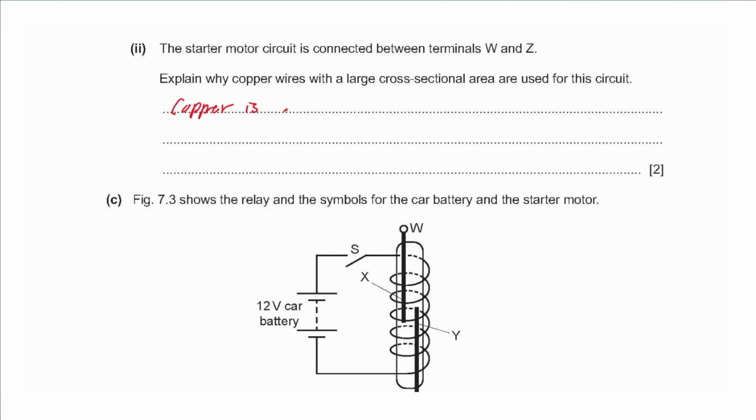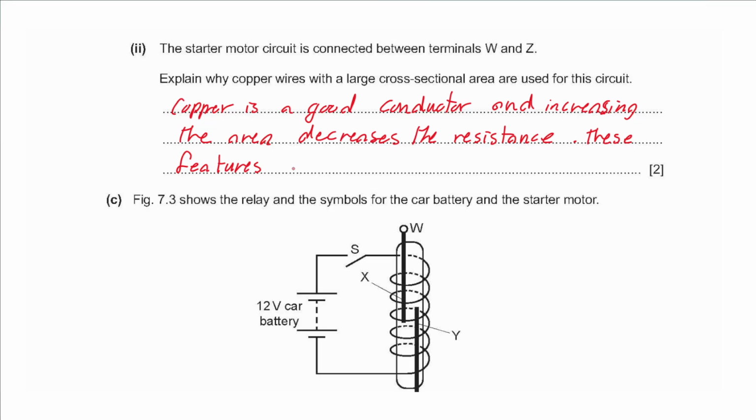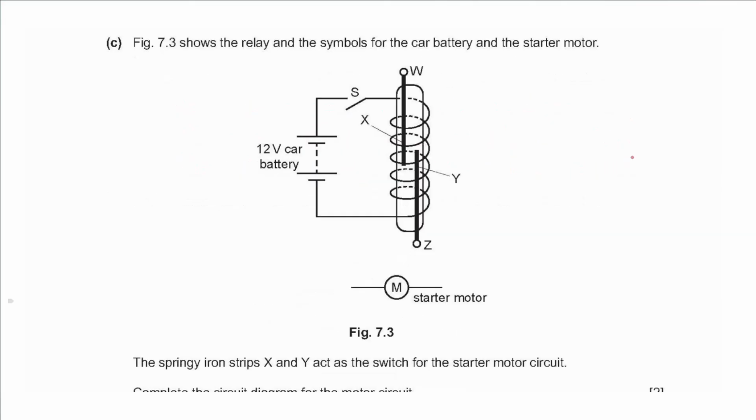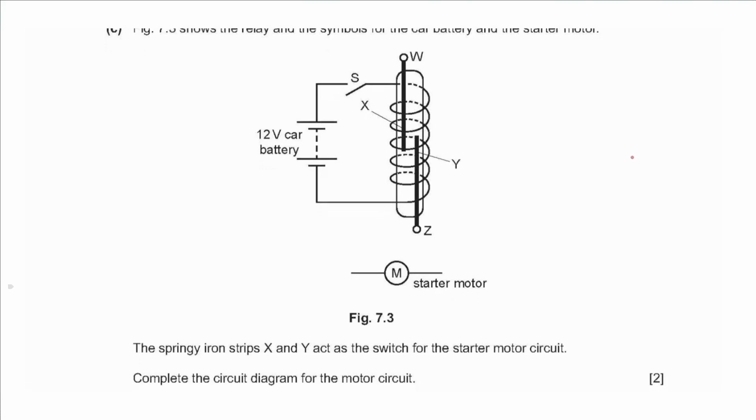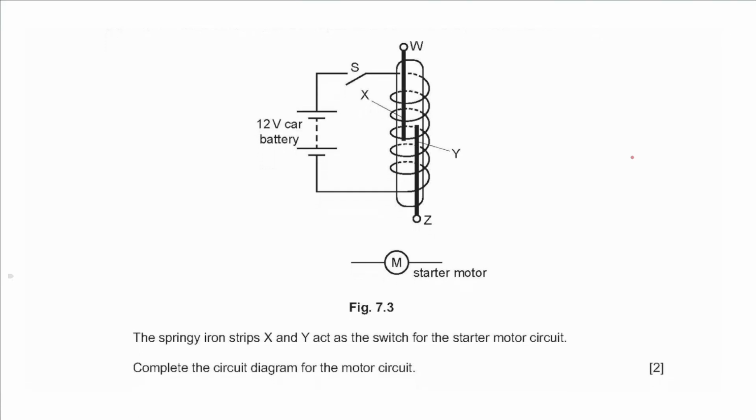We say that copper is a good conductor, and increasing the area decreases the resistance. These features are required for a large current. 150 amperes, that's a very large current. Part C says figure 7.3 shows the relay and the symbols for the car battery and the starter motor. The springy iron strips X and Y act as the switch for the starter motor circuit. Complete the circuit diagram for the motor circuit.